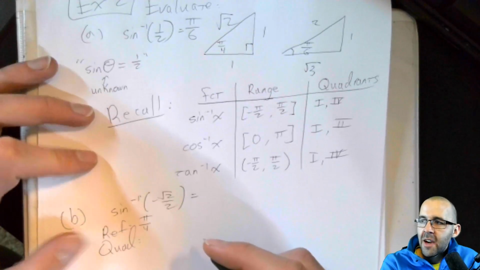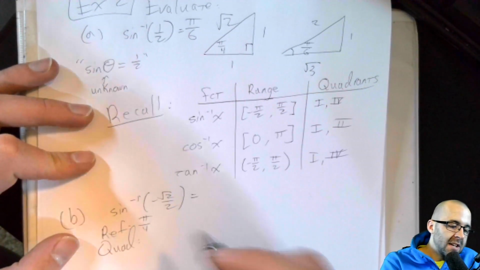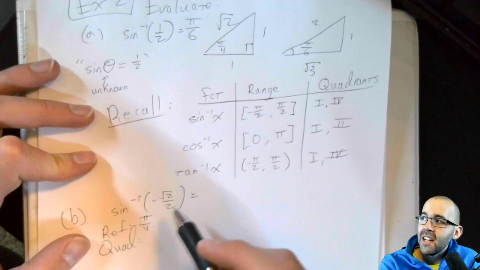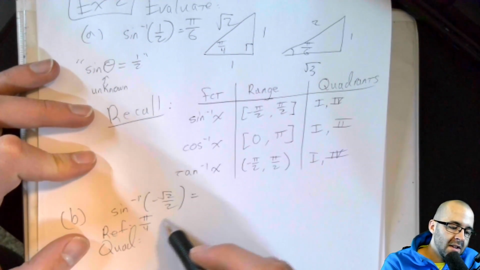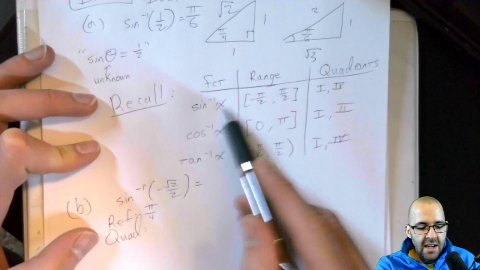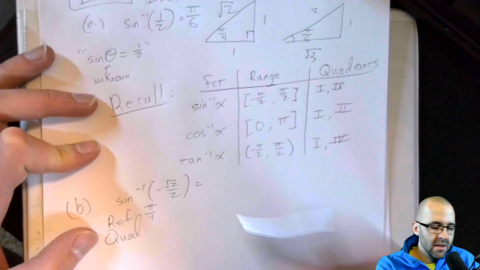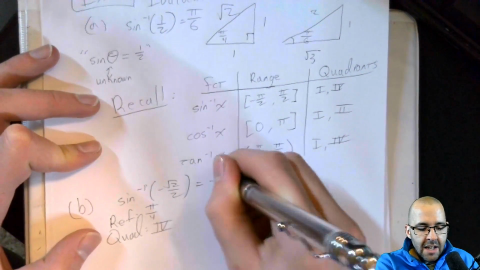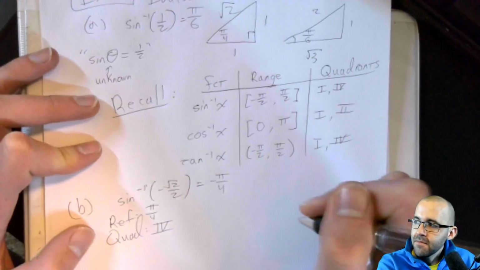But pi over 4 is not going to be our answer here, because sine of pi over 4 is positive root 2 over 2. We need a negative. So again, there's a lot of different ones that'll give us a negative, but sine is in quadrants 1 and 4. So we need to be in quadrant 4 here. Specifically, our answer is going to be negative pi over 4.